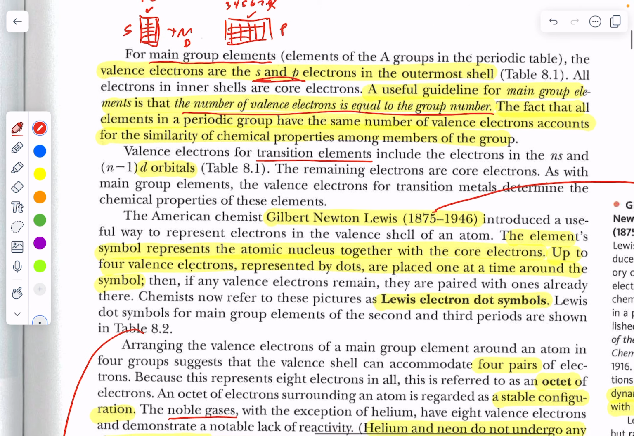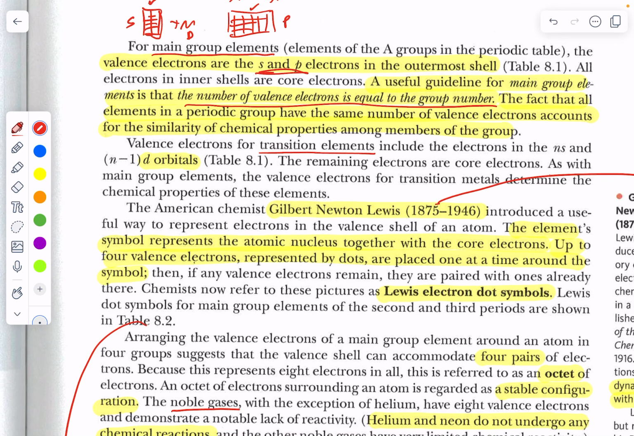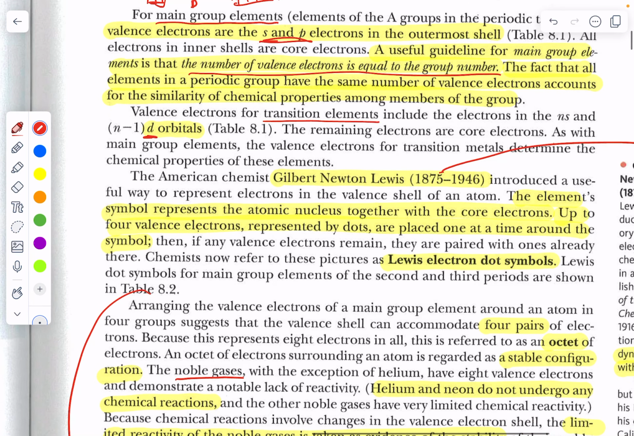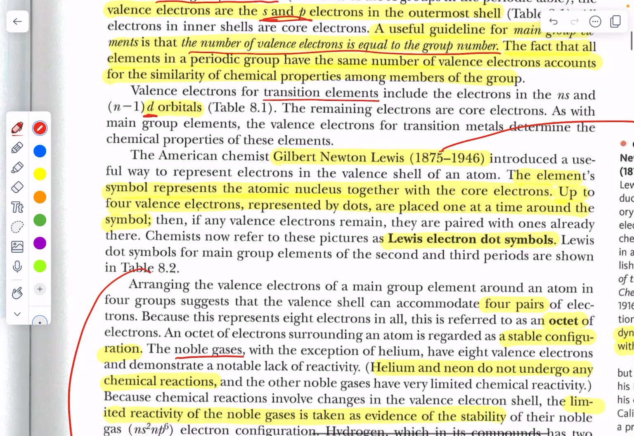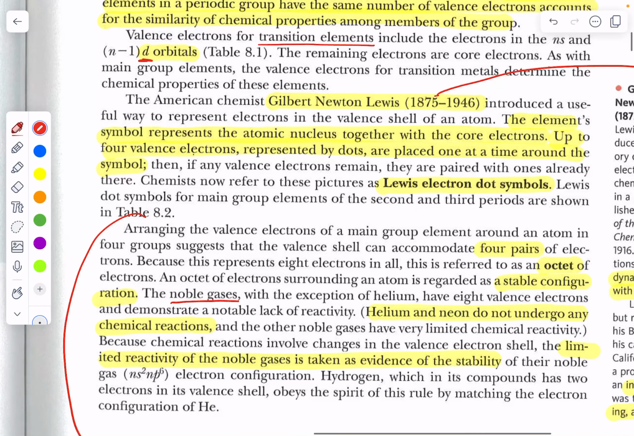Now, your transition elements have the d orbitals in them, okay? And sometimes those D electrons can be valence electrons as well. Now, let's say a few words about Gilbert Newton Lewis, who came up with all of these ideas about a century ago.